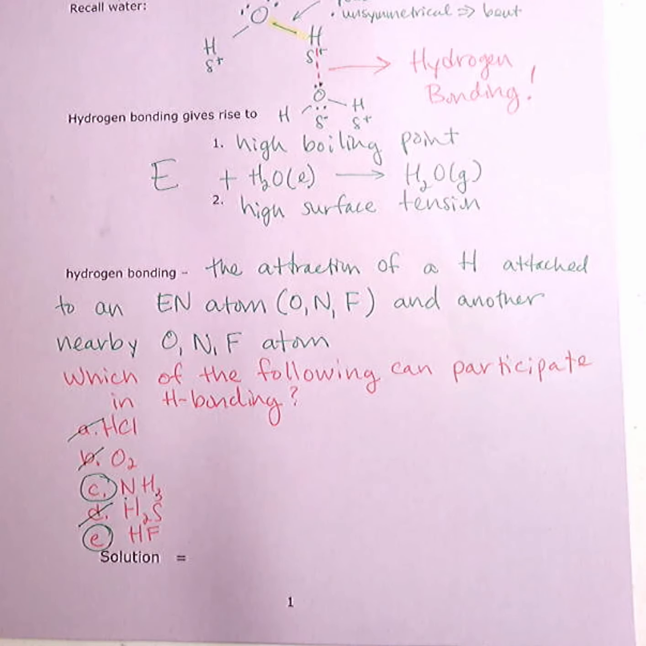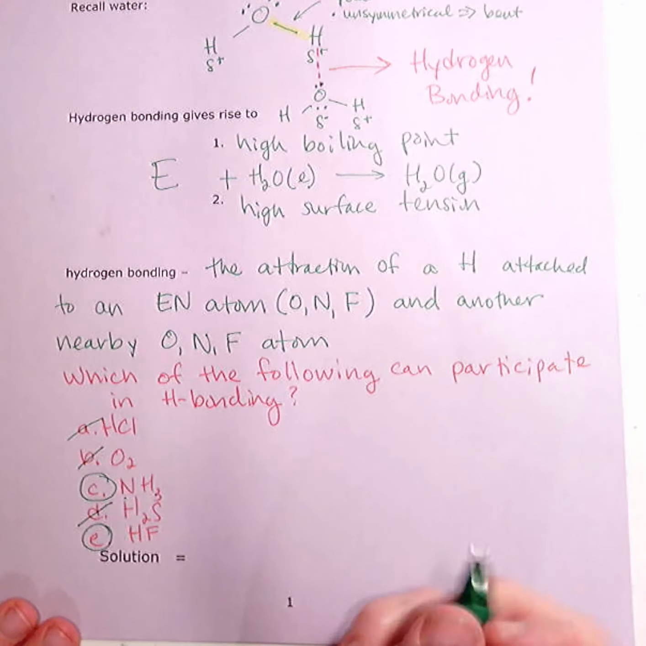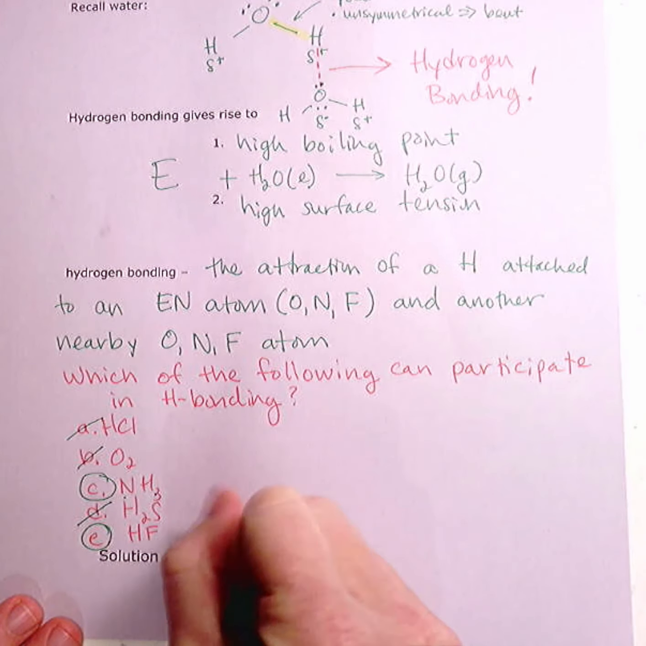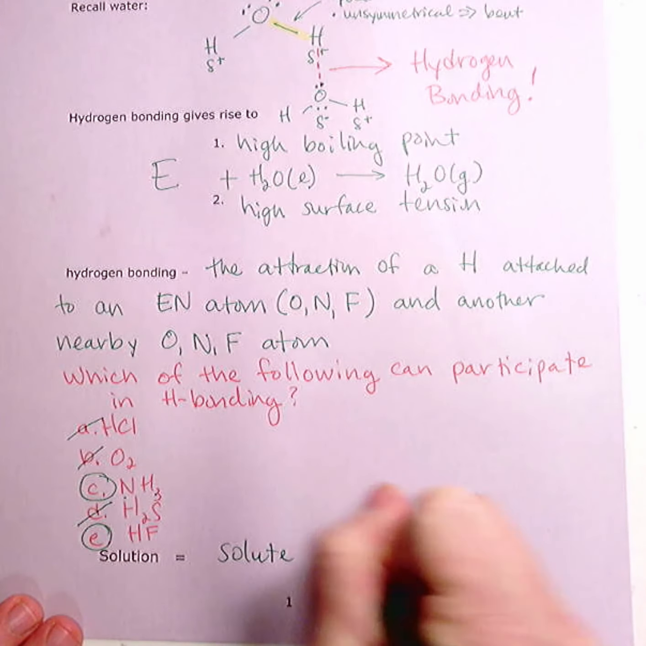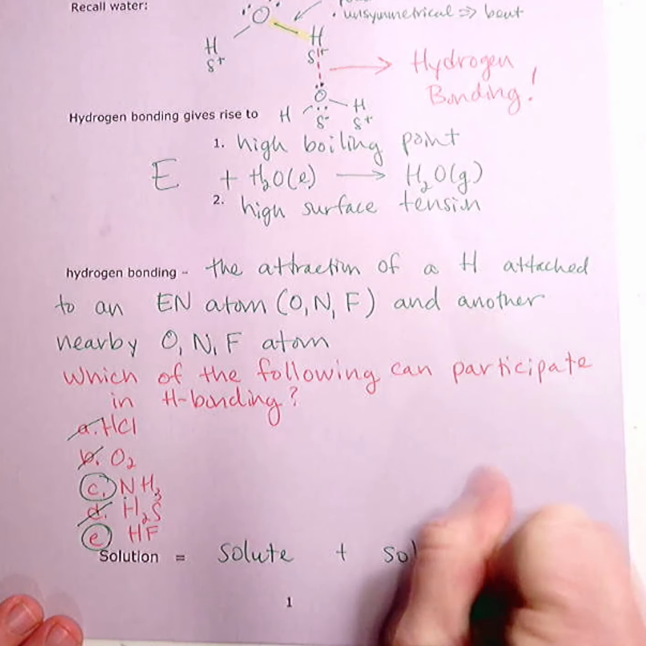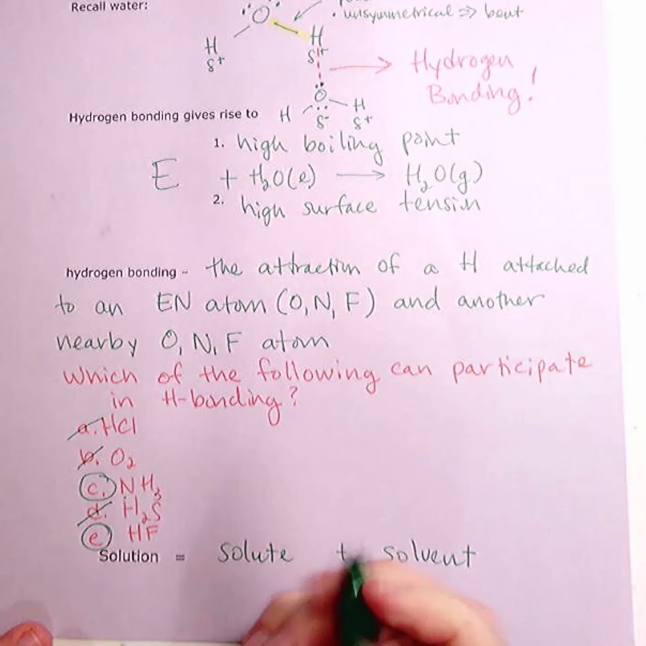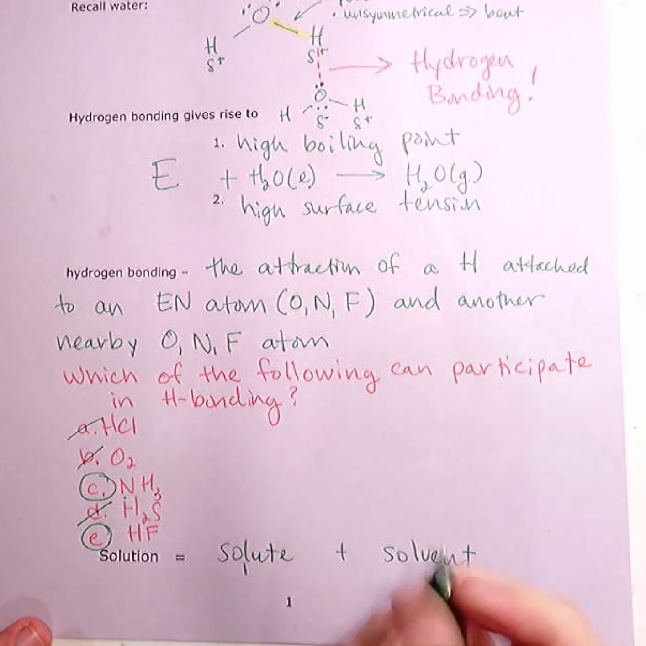All right, so I know I went over this at the top of the paper, but it never hurts to repeat this. A solution is solute plus solvent, and I'll elaborate a little bit more. The solute is the smaller amount.